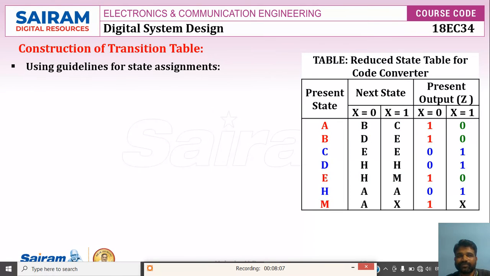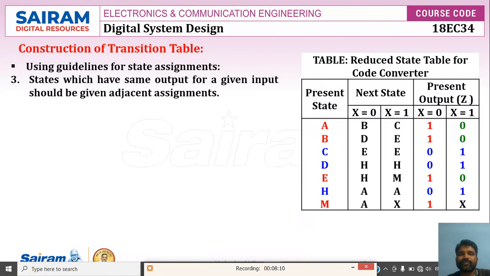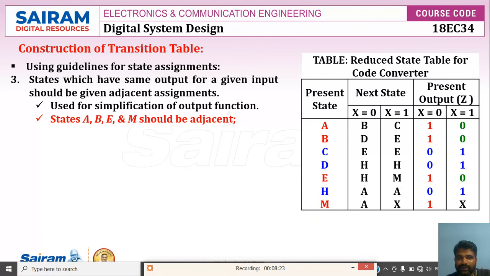And the third rule: states which have the same output for a given input should be given adjacent assignment. And this is used for simplification of the output function. As you observe, which I have highlighted in red color, states A, B, E, M should be adjacent because when x is equal to 0, the output is 1 for present states A, B, E and M. So when x is equal to 0, the output is 1.